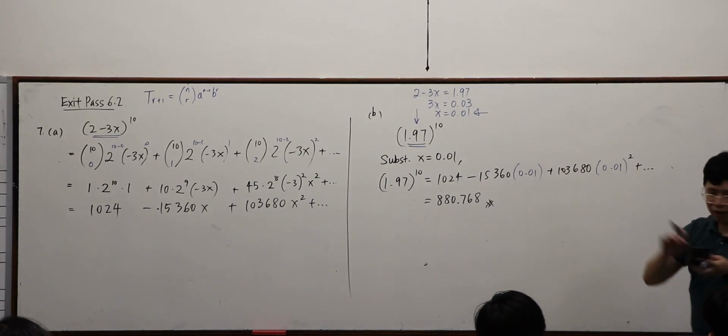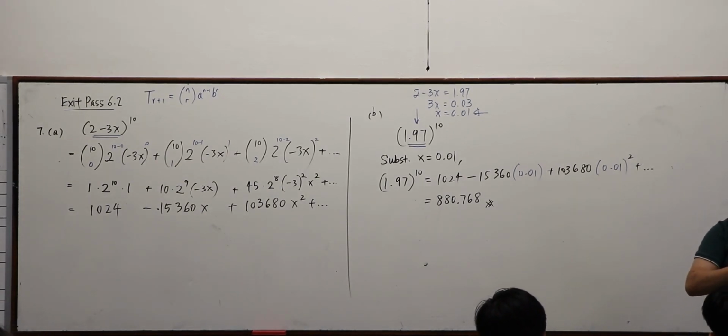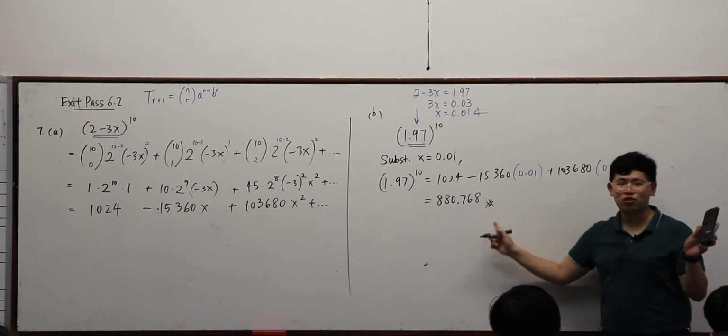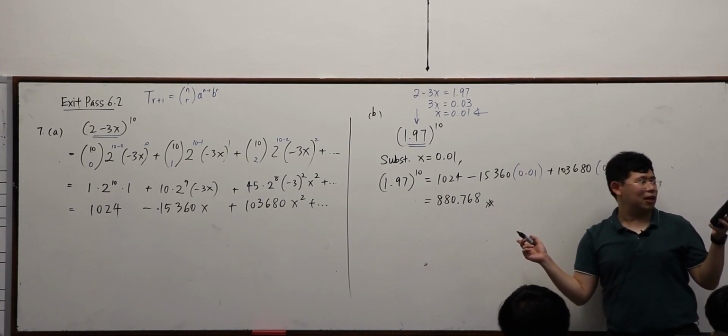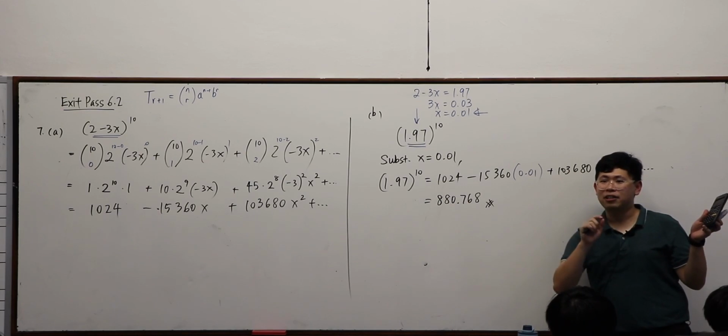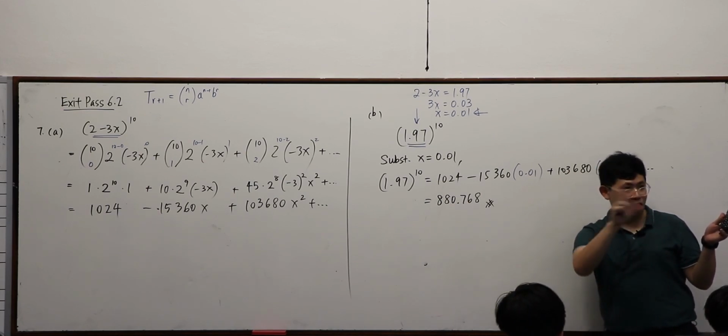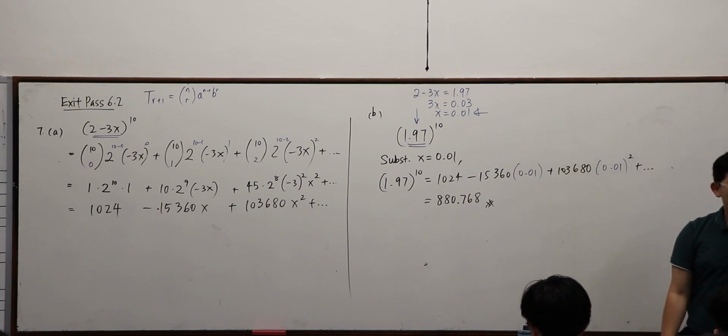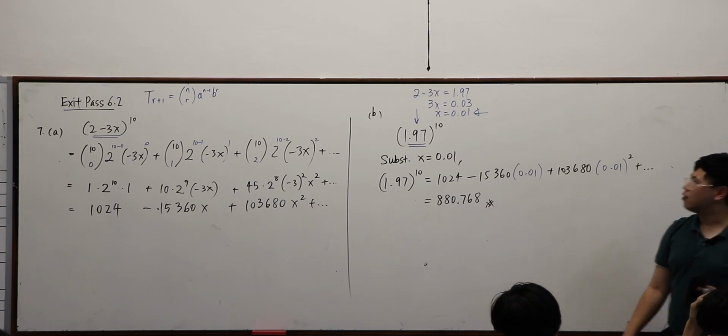Okay, 880.768. Let's try on your calculator, 1.97 to the power of 10. Is it close? Quite close. It's less than 1% error, correct? About 0.5 off, so it's less than 1% error. Not bad, not bad, to get a calculation that close.